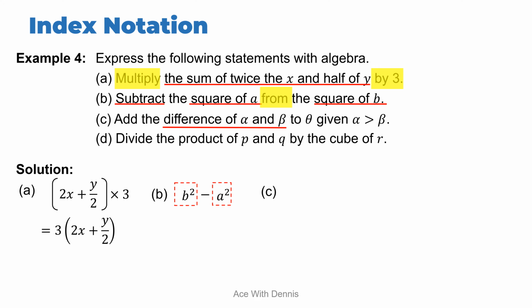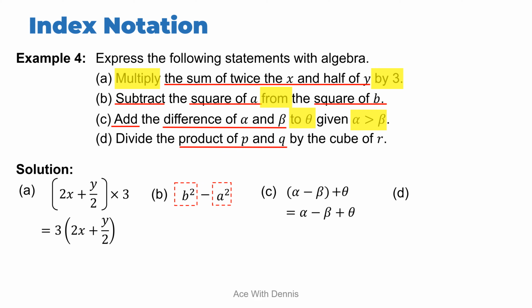For C, the keyword is the difference of alpha and beta, given alpha is greater than beta. So remember, difference is always the greater value minus the smaller value. Hence, for this case, it is alpha minus beta. Then add to theta. So we add the whole thing to theta. Or just remove the bracket: alpha minus beta plus theta.